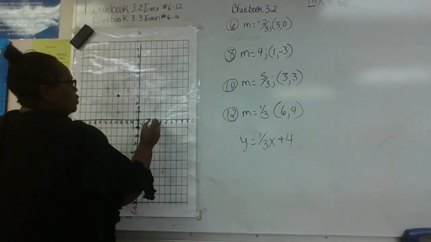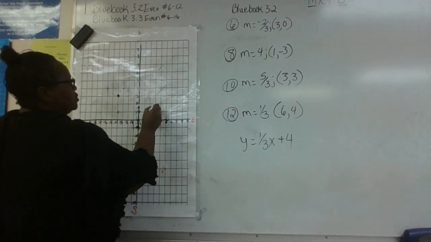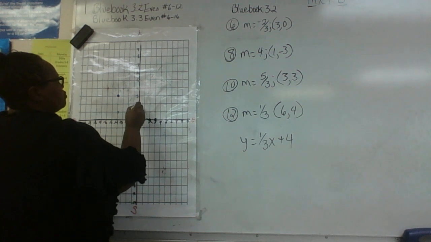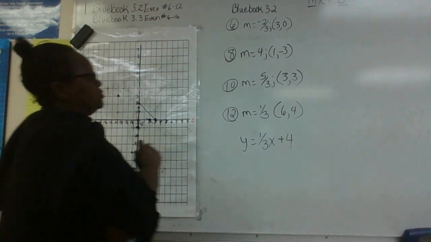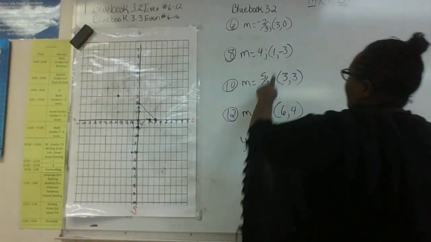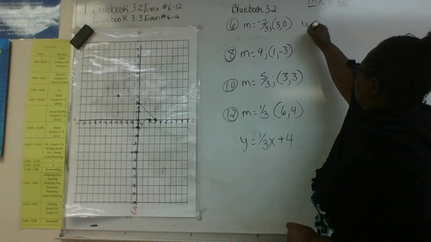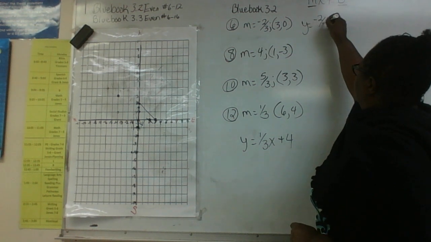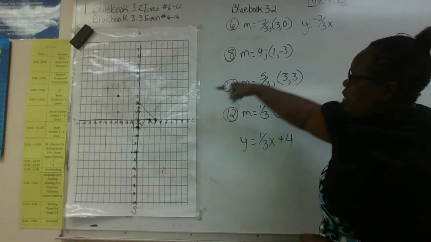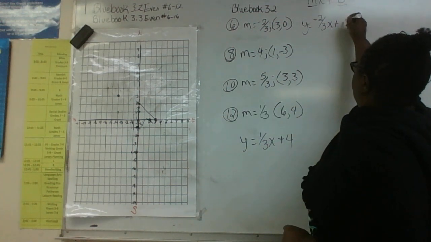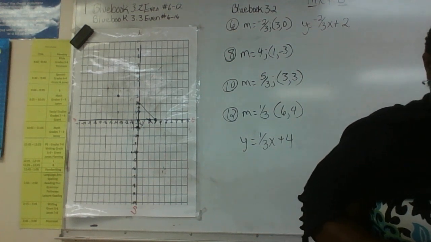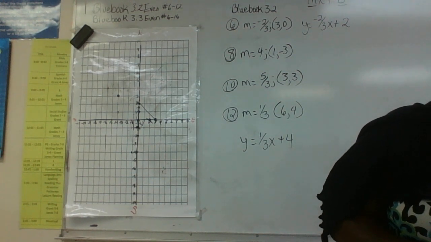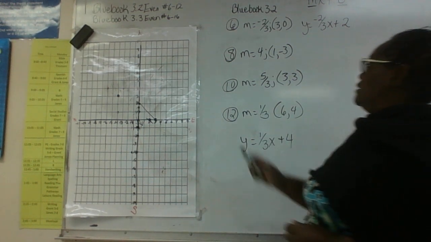So let's take a look. We're going to rise 2, 1, 2, and run 3, 1, 2, 3, and there we have our location where our line intersects with y at +2. So with our slope and now our y-intercept, which is +2, we have the equation for that line for number 6. Okay, now let's take a look at number 8.